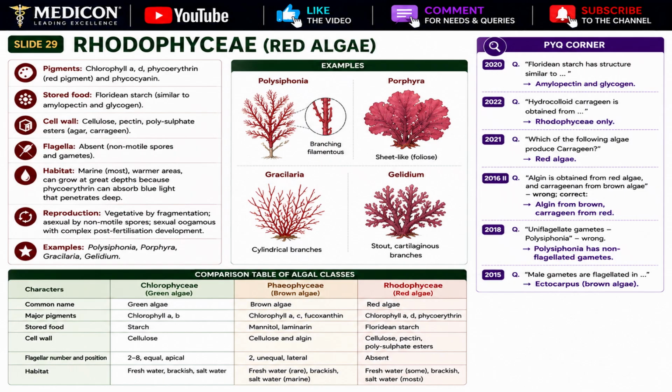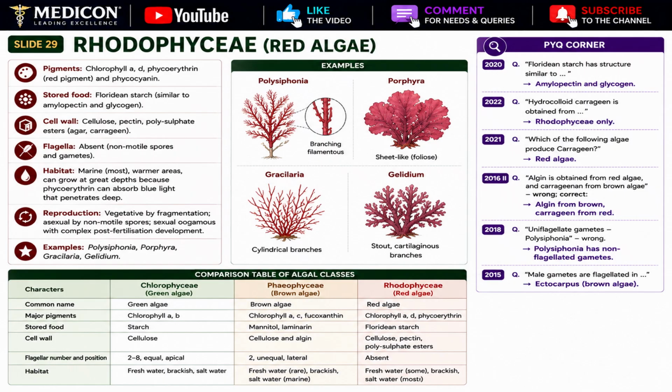Comparison between the algal classes, you can see that in the table. Chlorophyceae, green algae, Phaeophyceae, brown algae, and Rhodophyceae, red algae. So the pigment in the Chlorophyceae is chlorophyll A, B, and Phaeophyceae is chlorophyll A, C, and fucoxanthin, and the Rhodophyceae is chlorophyll A, D, and phycoerythrin. Stored food in the Chlorophyceae is starch, whereas in the Phaeophyceae it is mannitol and laminarin, and in the Rhodophyceae it is Floridean starch.